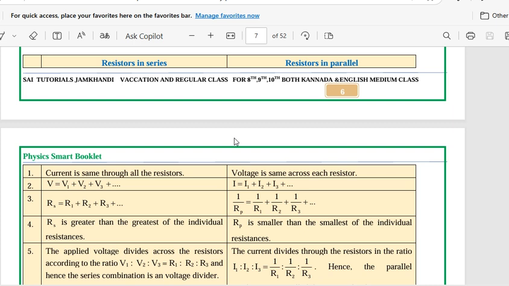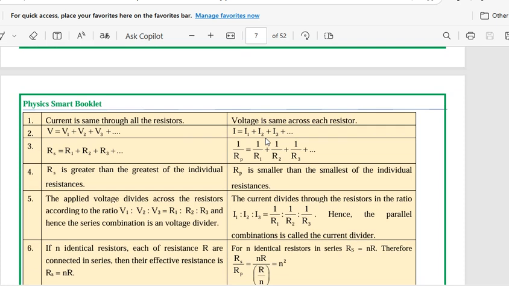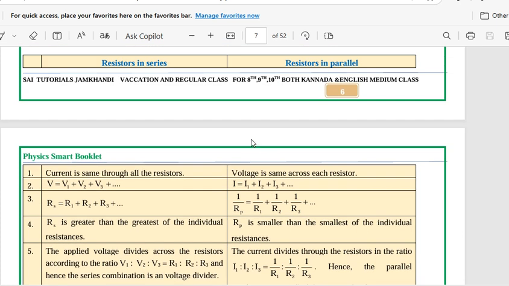So, dear students, in today's session, let us discuss further concepts. We have learnt in the previous classes resistors in series combination as well as resistors in parallel. So, let us discuss what the differences are. See, first thing is, current is the same through all the resistors in case of series combination of resistors.